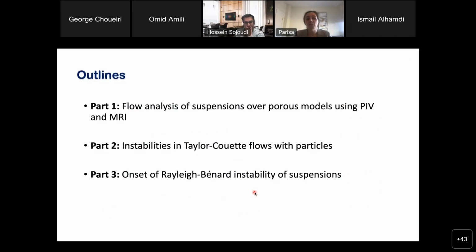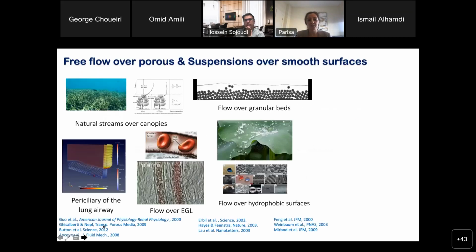first and foremost, I want to start talking about flow analysis of suspensions over porous models in the experiment that we are performing in my lab using PIV and PTV, and also with collaborators using MRI. Then I'm going to talk about some instabilities in Taylor-Couette flow with particles, and later the onset of Rayleigh-Benard instability of suspensions. Actually, these are all related together. And in the meantime, I will show all of those scenarios.